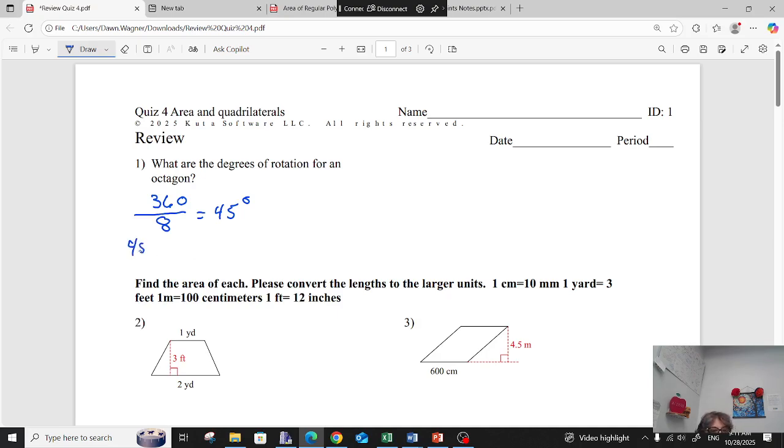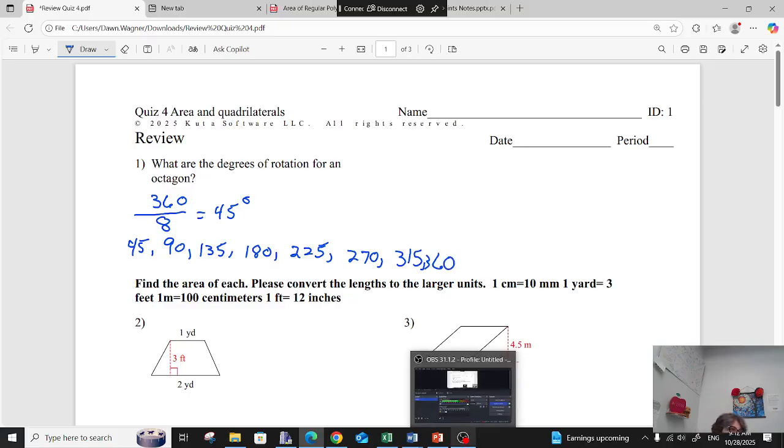So 45, what's 45 plus 45? 90. And 90 plus 45? 135. Plus 45 again, what is it? 180. And then plus 45 again, which would be 225. Plus 45 again, plus 45 again, and then 45 again. We'll put you at 360. And you're done once you reach 360.